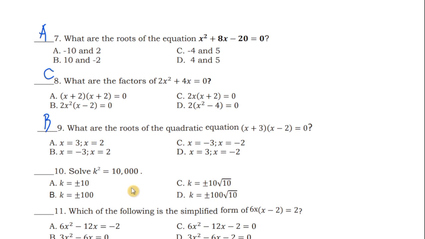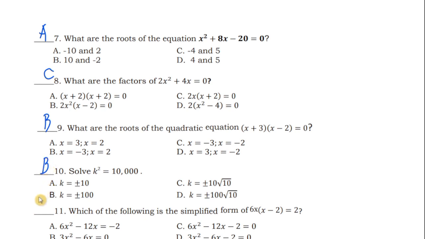Solve k squared is equal to 10,000. A, k is equal to plus minus 10. B is k equals plus minus 100. C is k equals plus minus 10 square root of 10. D is k is equal to plus minus 100 times square root of 10. So the answer of that is B.